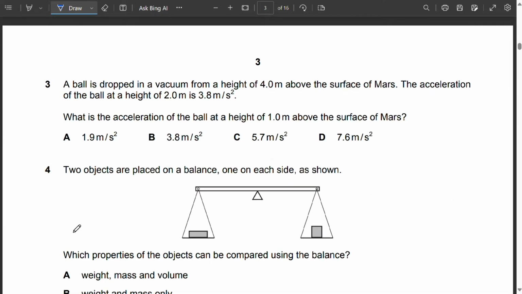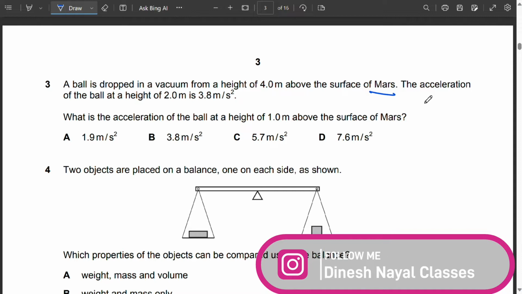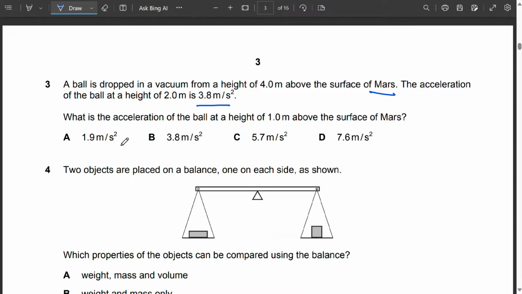Third one. A ball is dropped in a vacuum from a height of 4 meters above the surface of Mars. The acceleration of the ball at a height of 2 meters is 3.8 meter per second square. What is the acceleration of the ball at a height of 1 meter above the surface of Mars? On the surface of Mars, the acceleration due to gravity, 3.8 meter per second square, will remain constant at every height.